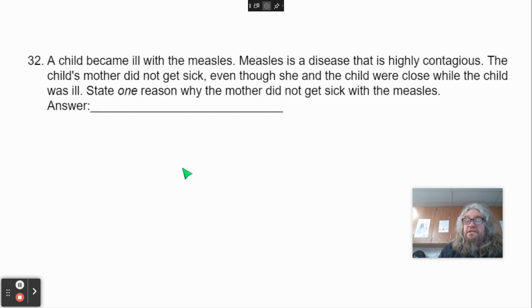Number 32 is also an extended response, constructed response question. A child became ill with the measles. Measles is a disease that is highly contagious. The child's mother did not get sick, even though she and the child were very close while the child was ill. State one reason why the mother did not get sick with the measles.